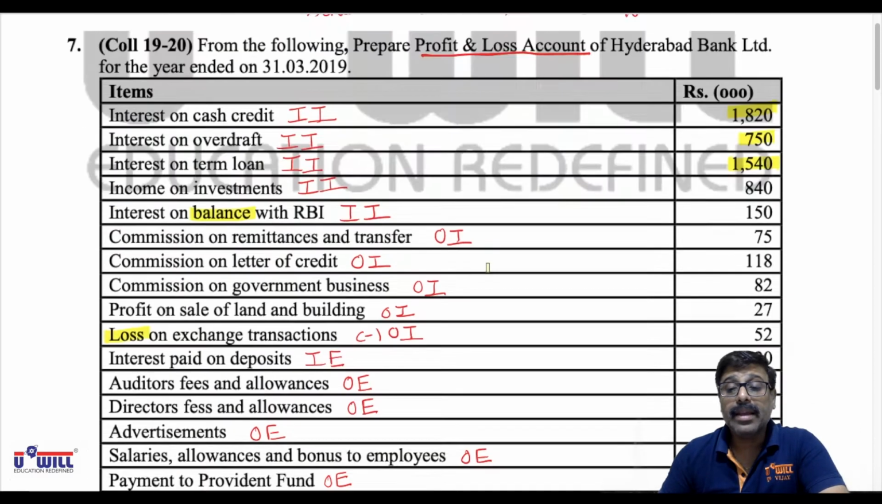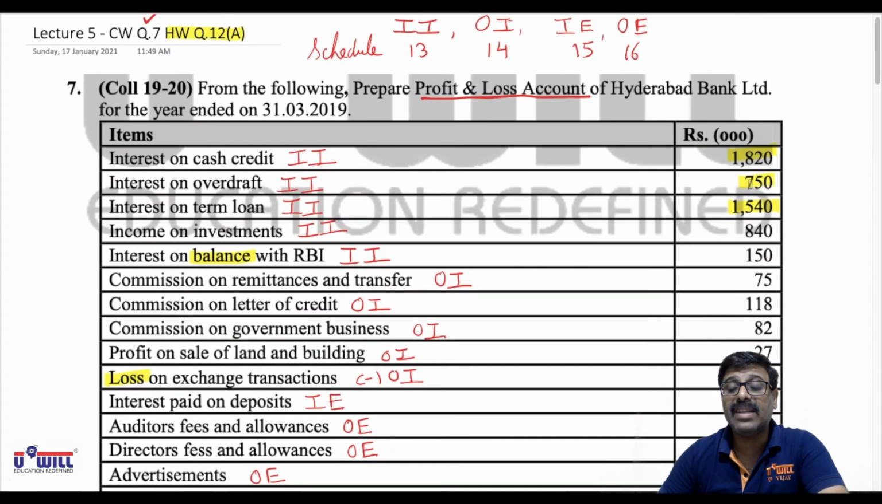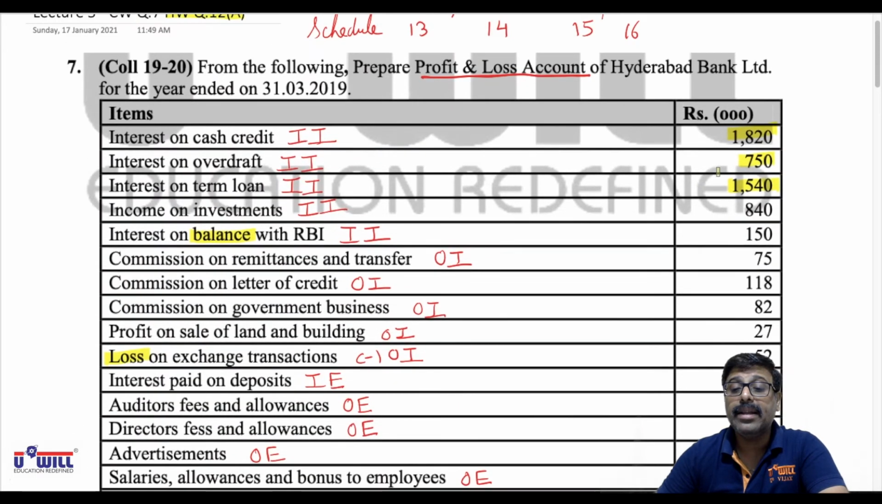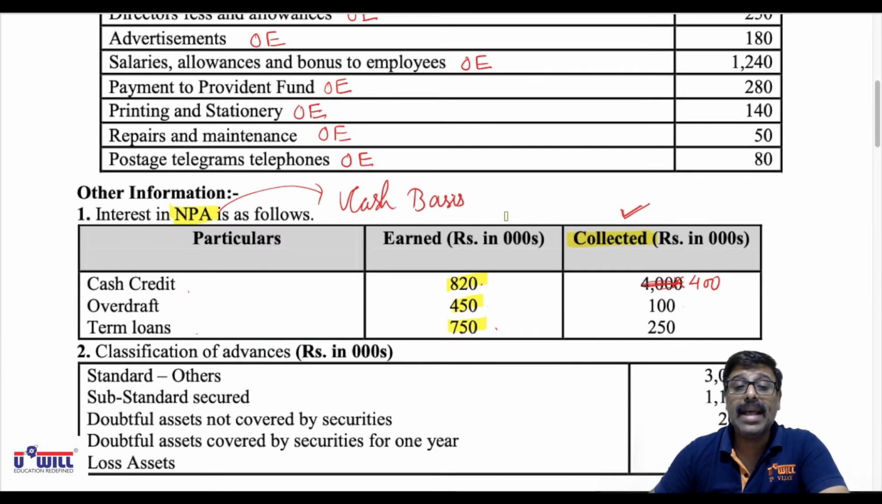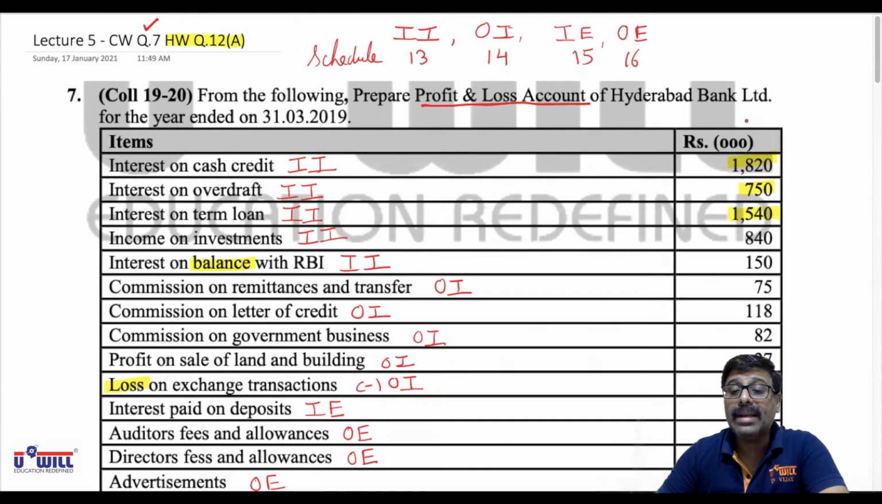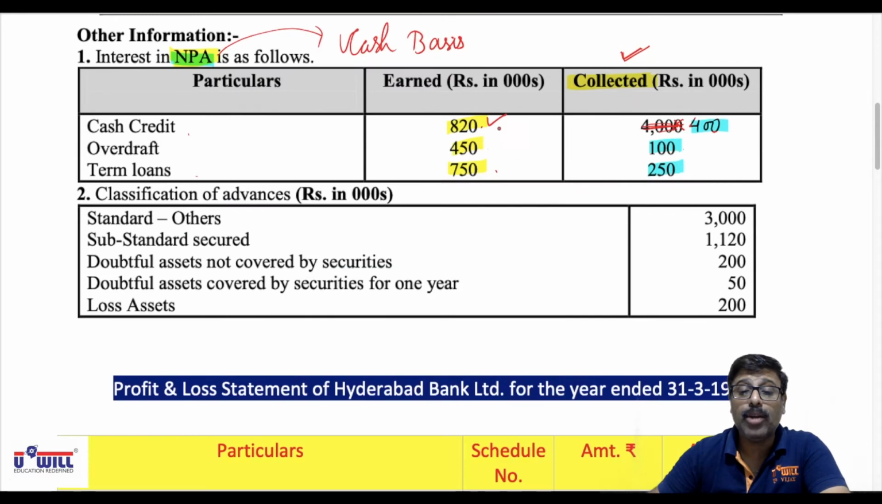I repeat, in the interest of 1820, 820 is already included. In the interest of 750 on overdraft, 450 is already included. And in the interest of 1540 on term loan, 750 is already included. Whereas we are supposed to include 400, 100 and 250 only because they are non-performing assets. Now understand the logic. 1820 includes 820 itself, but we have to include only 400. So now we will subtract 420 from that.